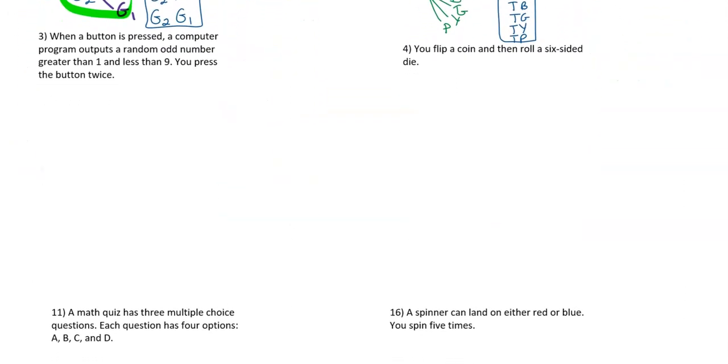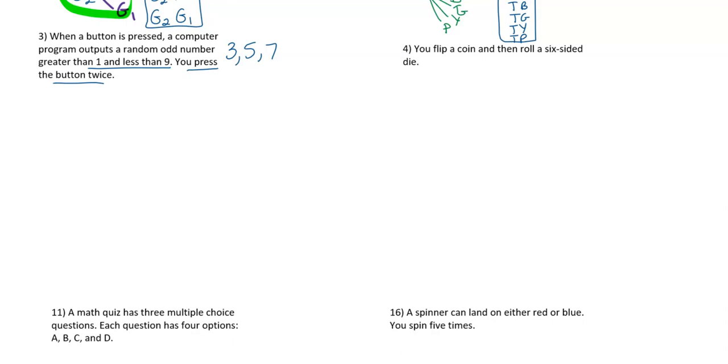Okay, number 3 says when a button is pressed, a computer program outputs a random odd number greater than 1 and less than 9. So if it's greater than 1, we have to start with 3, 5, 7. Less than 9 means 9 is not included. And then it says we press this button twice, so we're repeating the same event.